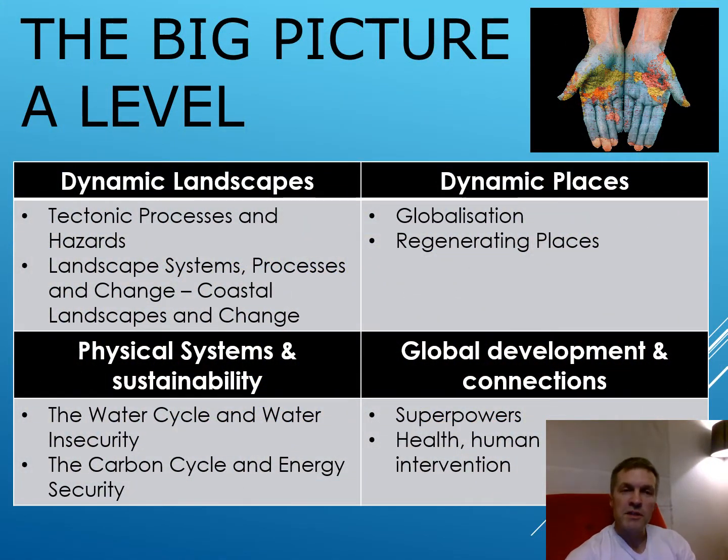So on this slide, it's a summary of the topics that we cover over the 2 years. There's two sides of the course: human geography and physical geography. In Year 12, we start off with tectonic processes: earthquakes, volcanoes, tsunamis, current trends, what's happening, and how we're managing them in the future. We have quite a large section looking at coasts, which really develops students' understanding from GCSE. On the human geography side, we look at globalization, movement of goods and people, and regenerating places in rural and urban areas. In Year 13, the physical geographies are water insecurity and energy security.